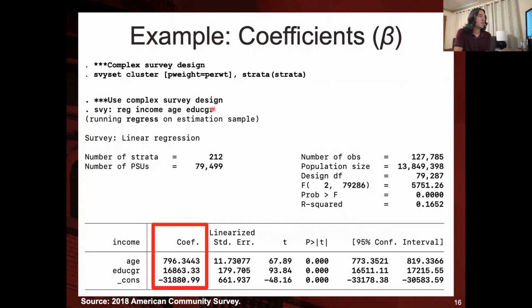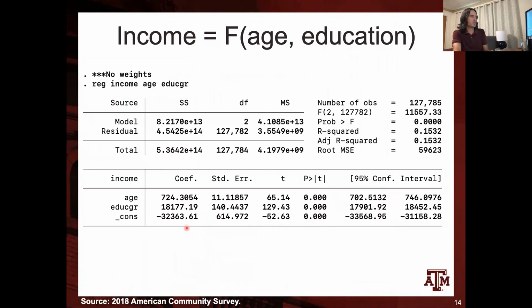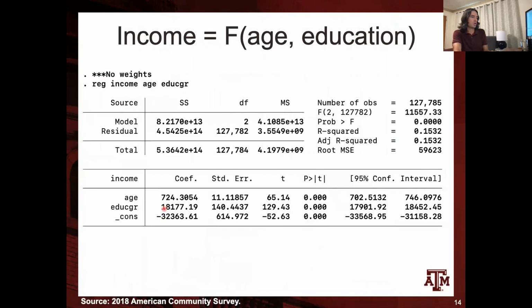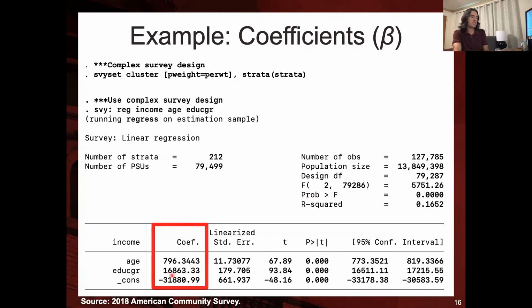And I estimate the same regression, but now putting svy before it, which takes into account the complex survey design. You see that the coefficients changed. For example, from 724.30 to 796.34, and 18,177 to 16,863. So these are the correct coefficients to analyze when I'm using data from the American Community Survey, for example, because I took into account the P weight and I took into account the complex survey design.